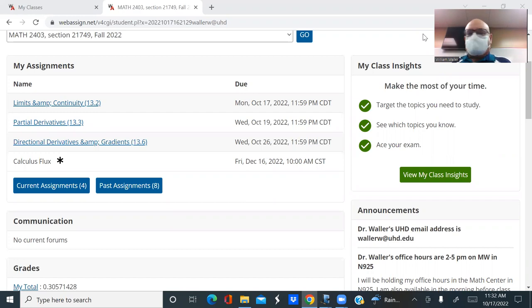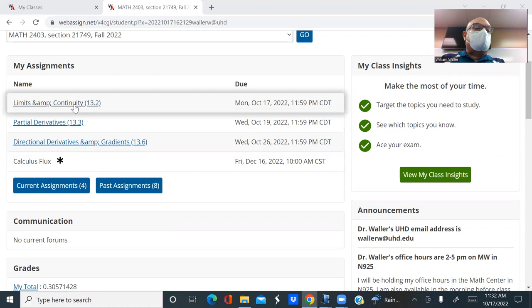Don't let me forget to pass out the roll in a couple of minutes. So we have this one homework. This is very short. There's like six problems on this homework on limits and continuity. So this is really, in a way, kind of a formality.